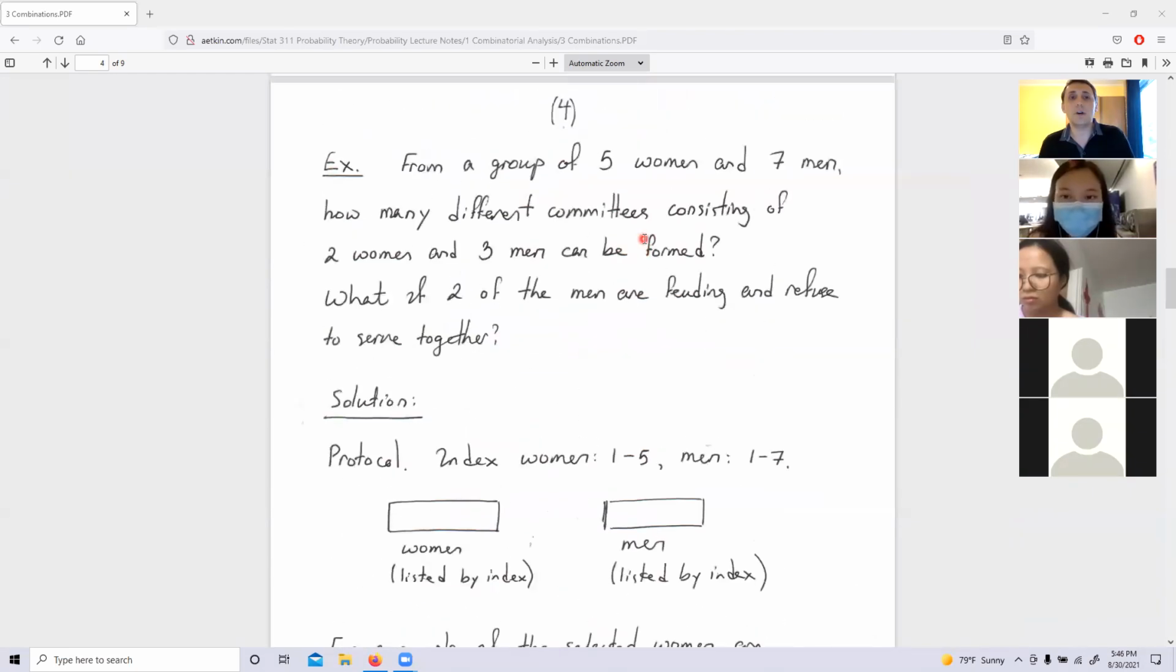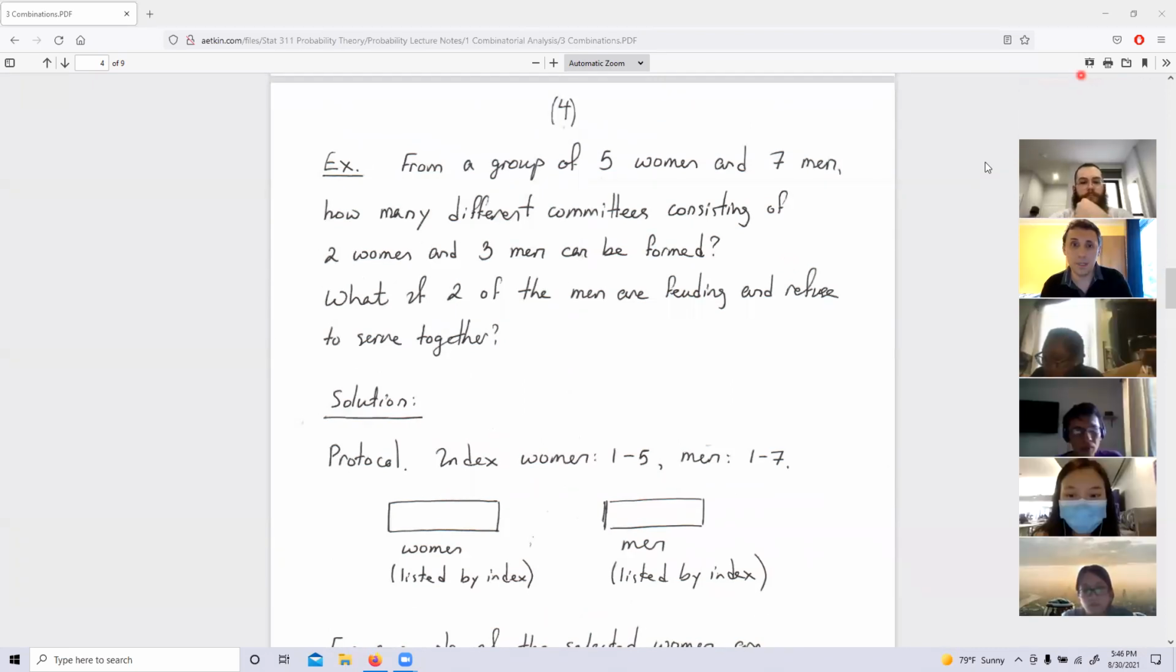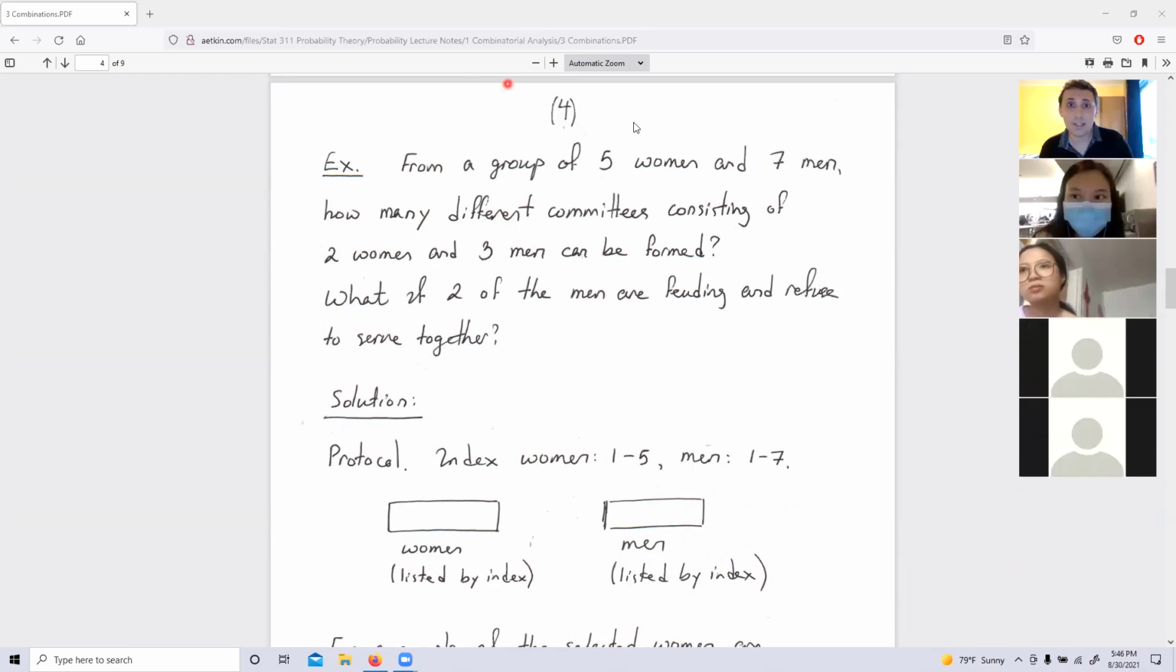Now, the second part of this question is this. What happens, guys, if 2 of the men are feuding? I read it like in German, right? Feuding. They are feuding and they will not be serving together. So it's the same situation, but they cannot serve together. Well, careful, guys. What happens there? Do we have more possibilities? If we multiply, it's again the same problem, but now 2 men cannot be placed together.